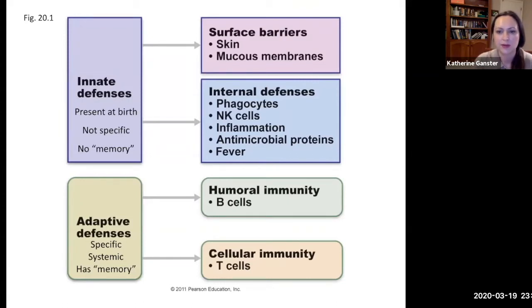The mucous membrane is epithelial tissue, exhibiting those lateral cell junctions like desmosomes and tight junctions, and the mucous membrane will also be producing mucus. So these are your surface barriers. We're going to be looking at them in a little bit more detail. Then we'll be looking at the internal defenses that you have inside the body that are present at birth. They are not specific, they don't have memory, but they do help you fight foreign proteins in the body. And then later on, we'll be looking at the adaptive defenses.